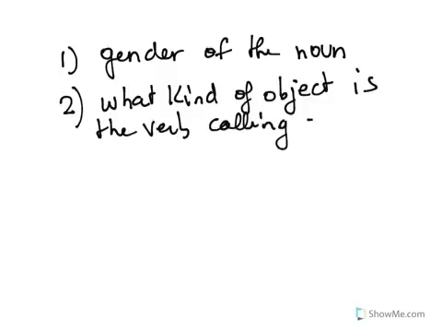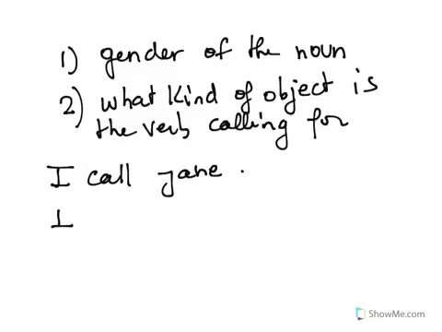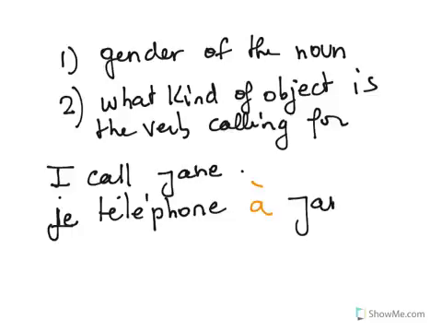I'm going to give you an example. In English we would say, I call Jane. I call somebody, which is I telephone them. In French, if I translate this, I would say, je téléphone à Jane. So in English, this Jane is a direct object. I call Jane.